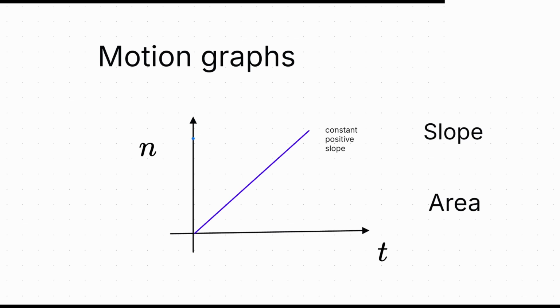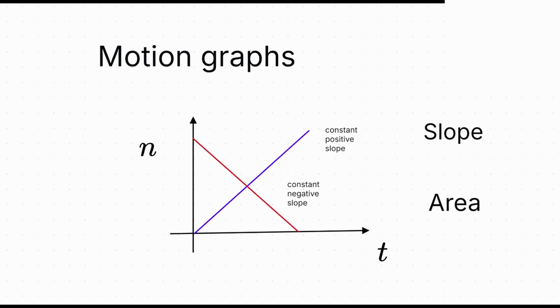What about if you have this one? We have this decreasing trend. So the slope is still constant. However, since this is decreasing, we can say that this is a negative slope. Constant slope, but a negative one.